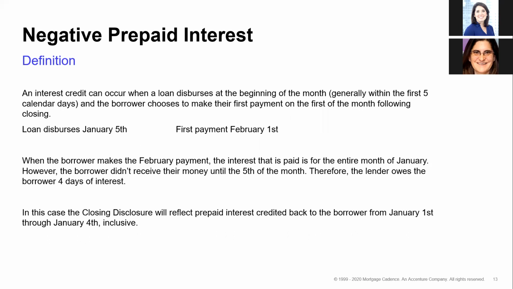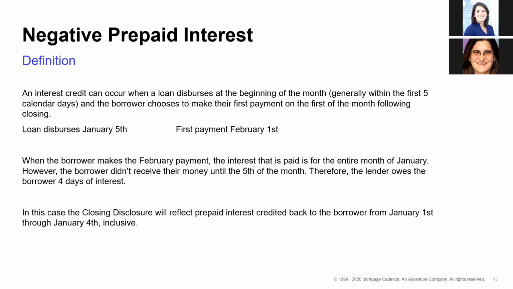Oh, really good question. Would there be no credit if they closed on the 1st? Yes, that's exactly right. I didn't address that. That's a beautiful question. If this loan disbursed January 1st and the first payment was February 1st, no interest at closing, no odd days. The lender wouldn't owe the borrower. And when the borrower made their February 1st payment, they would cover all of January. It's a really good question.